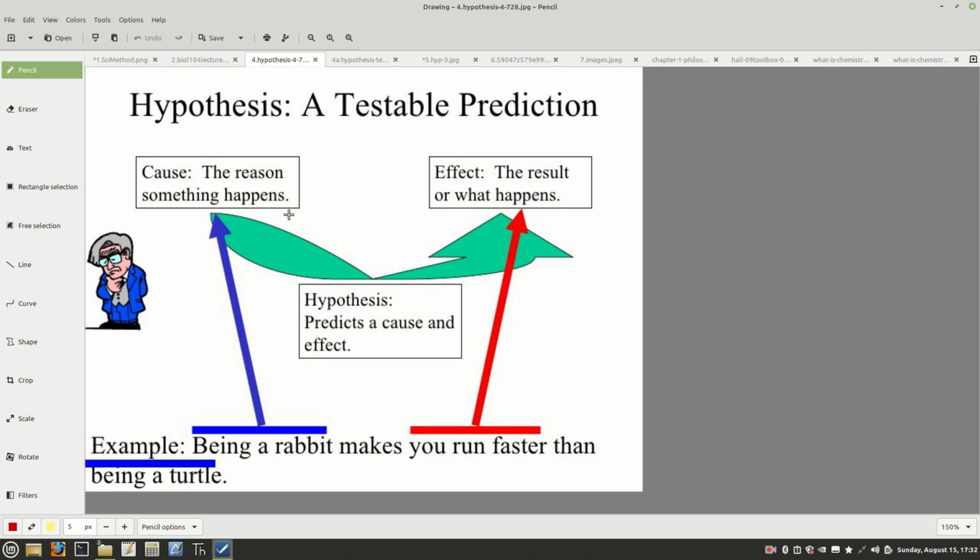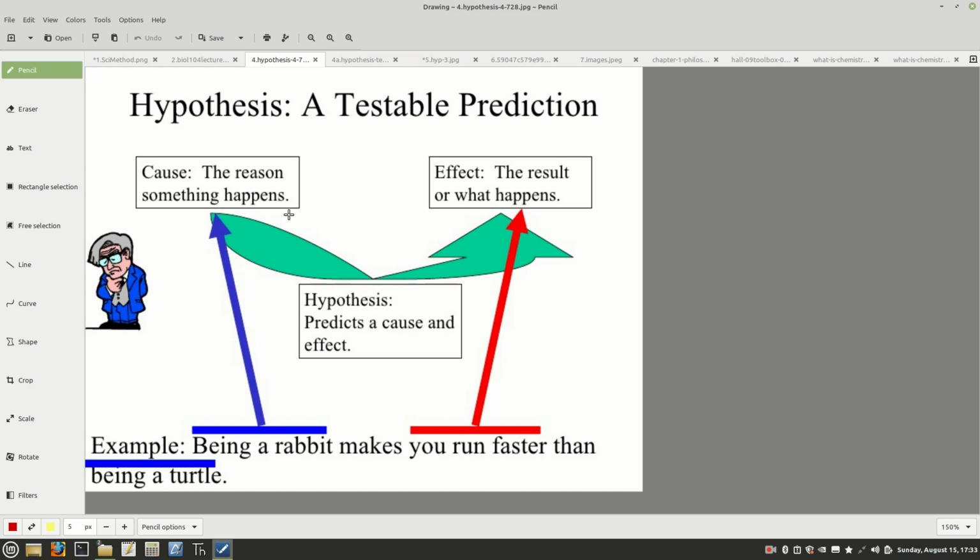Alright, now we have what we call our hypothesis. Our hypothesis is kind of like our theory. We've observed some things and we've come up with a theory, and we have to come up with a way to test our theory. So this is a general rule. Our example here is being a rabbit makes you run faster than being a turtle. I think that observation would be one that we would all agree on is true.